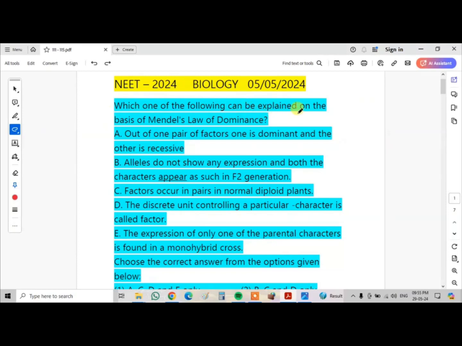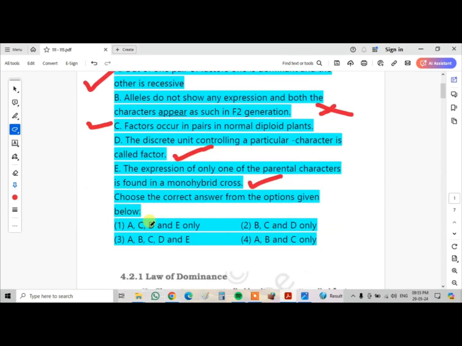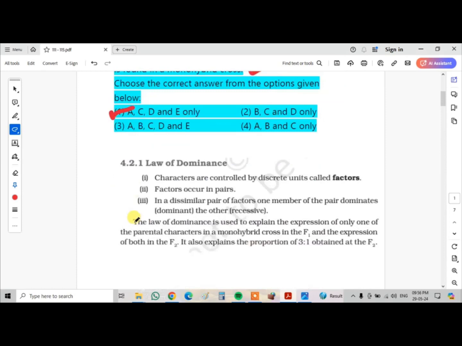Biology NEET 2024. Which of the following can be explained on the basis of Mendel's law of dominance? Out of one pair of factors, one is dominant, other is recessive. Correct. Alleles do not show any expressions. Both characters appear in F2 generation. Wrong. Factors occur in pairs in normal diploid plants. Right. And discrete units controlling a particular character are called factors. Correct. And the expression of only one of the parental characters is found in a monohybrid cross. Correct. And option is option 1, A, C, D, E. One is correct, and you can see the NCERT lines related to the topic of the question, and this is from the chapter known as principles of inheritance and variation.